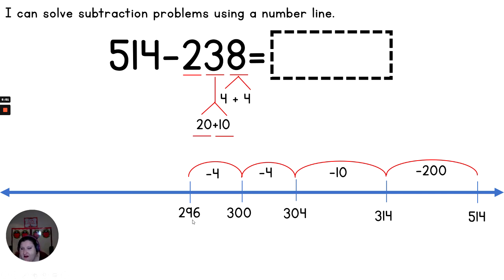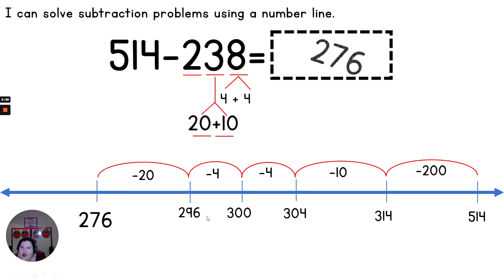We now have 9 in our tens place. We need to take away 2 tens. 9 minus 2 is 7, which must mean 90 minus 20 is 70. So we have a 200 and we have 6 ones. That means, well, if it's 70, that must mean it's going to be 276. All right, so our answer is 276.